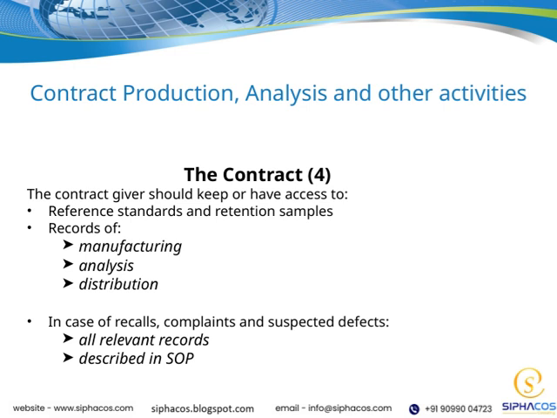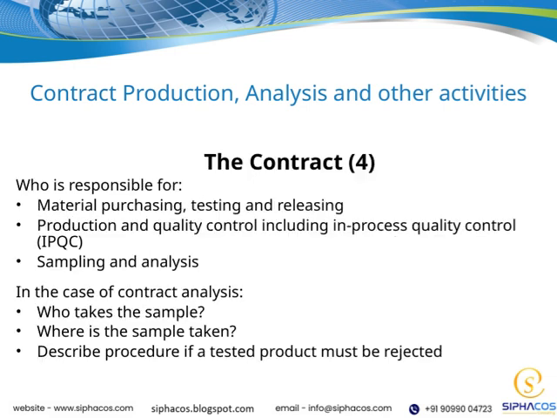In cases where recalls, complaints, or suspected defects arise, having all relevant records readily available is vital. These should be detailed and documented clearly in the Standard Operating Procedures, or SOPs. This applies to all contract production, analysis, and other related activities. Overall, these record-keeping practices are fundamental for traceability, accountability, and swift action when issues occur. They ensure that everyone involved has the necessary information to address problems efficiently and maintain product integrity throughout the supply chain. Let's take a closer look at the responsibilities outlined in the contract.